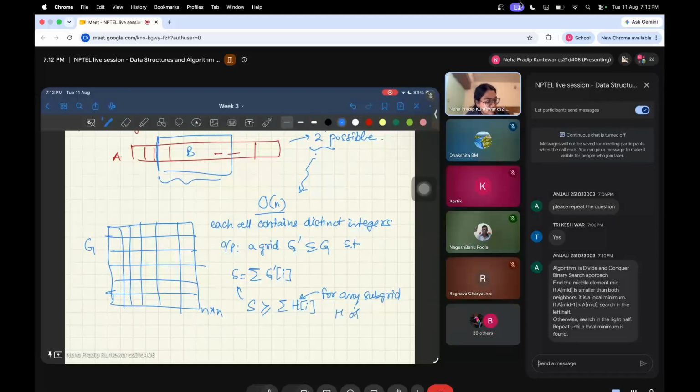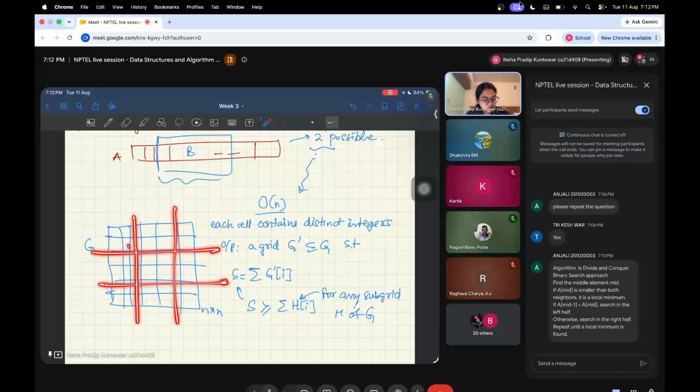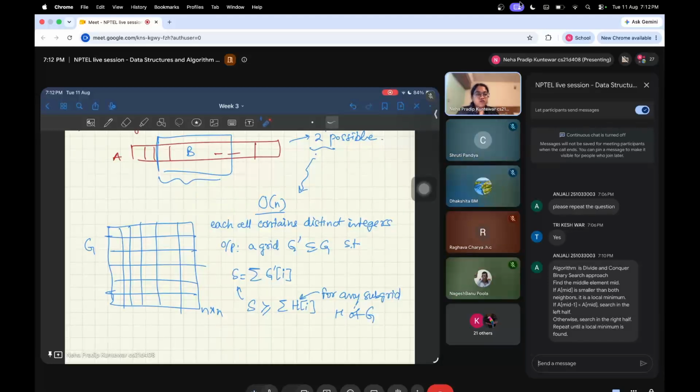And when I say subgrid, I basically just mean that you're going to select two rows and two columns, and whatever is in the intersection, that is your subgrid. Okay, so is the question clear, or shall I repeat the question? It's clear, ma'am. Okay, thanks.